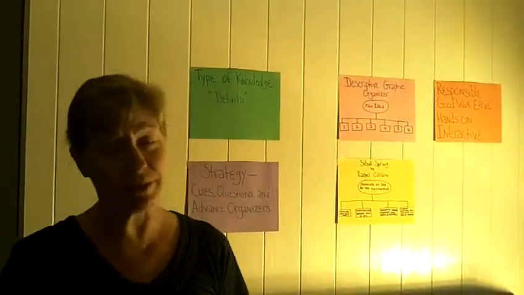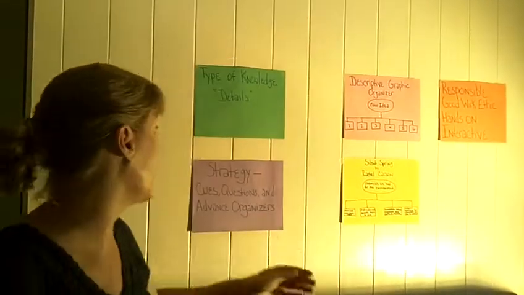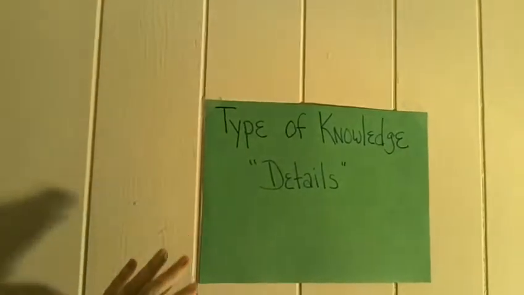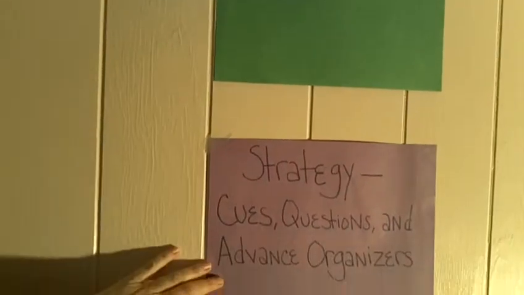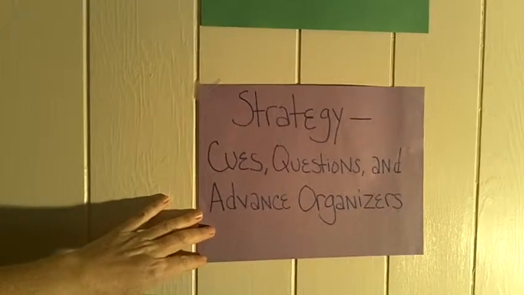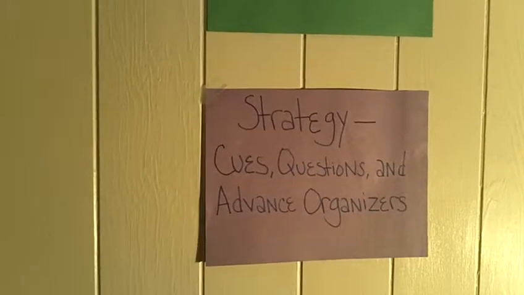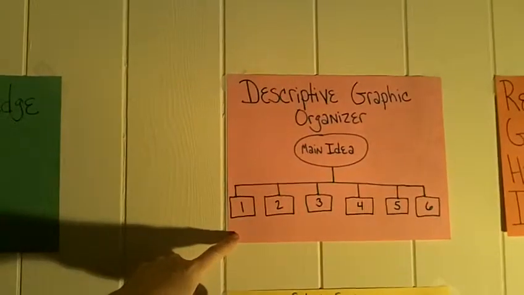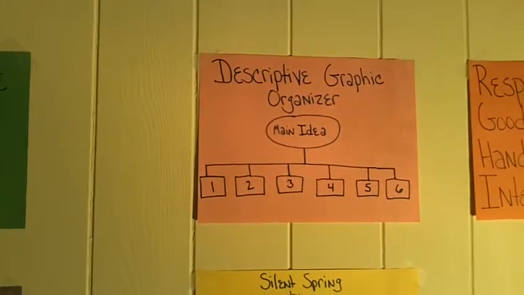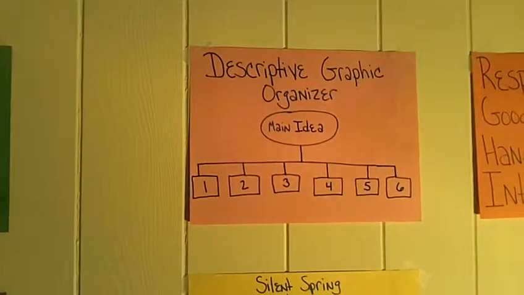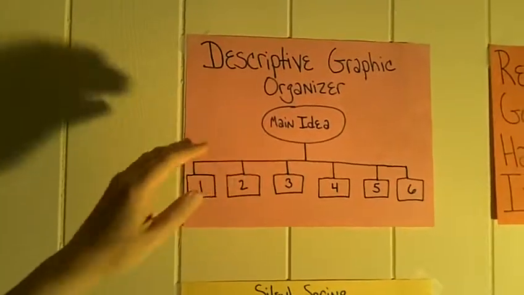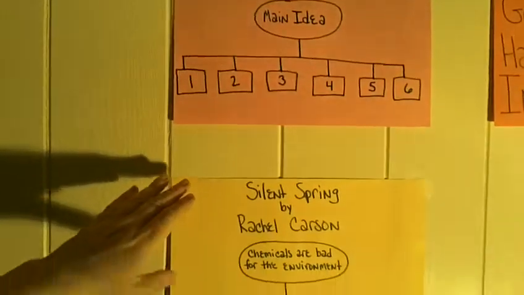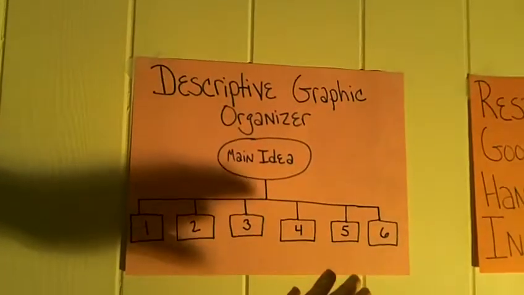So, to help Jamie, I have selected for this assignment the type of knowledge details, and for the strategy, cues, questions, and advance organizer. Specifically, I'm suggesting the use of a descriptive graphic organizer to be used to help Jamie determine the central or main idea of the text that she has to read and to show the details that develop to form the main idea.